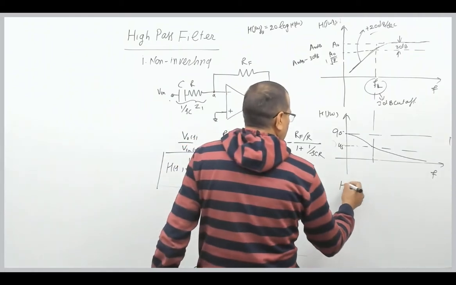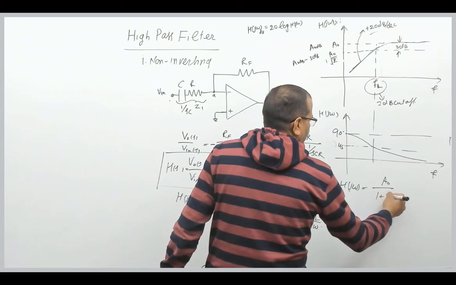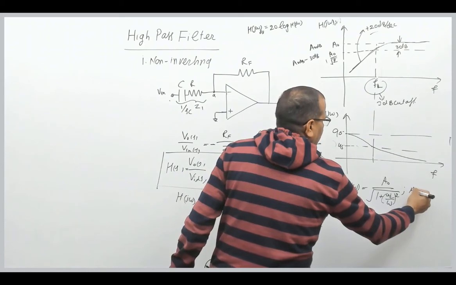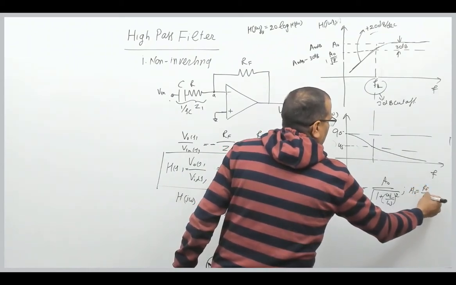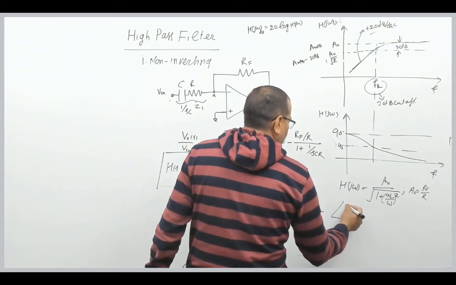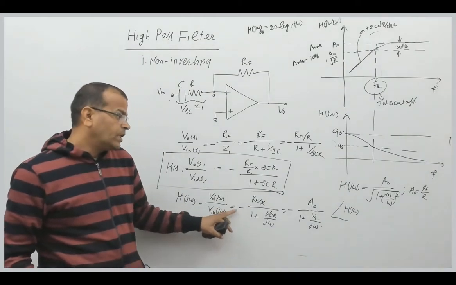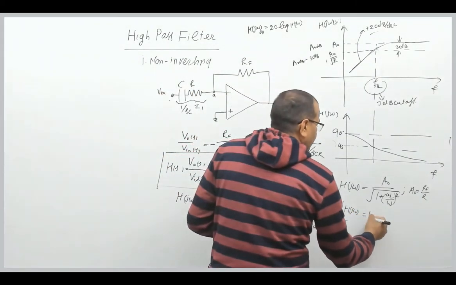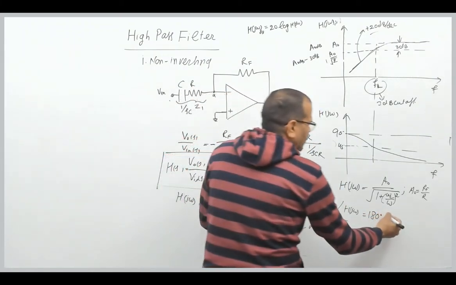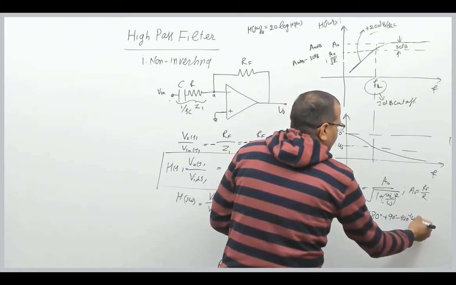So the magnitude of the transfer function will be similar to that case, right? This is a square root, where A naught is clear, that is RF by R, but the phase angle will be a little different. Why? Because I have a minus sign, and a minus sign means 180 degrees, right? The phase angle for this was 90 degrees minus tangent inverse omega RC.